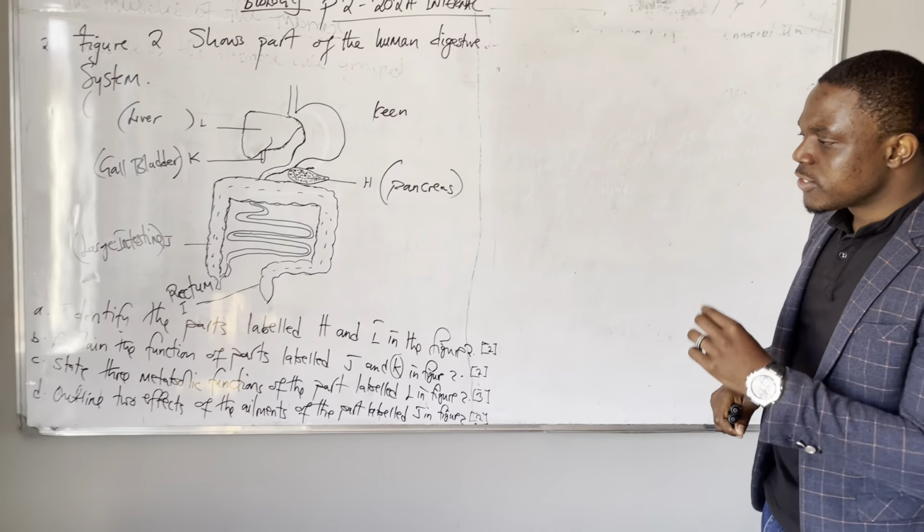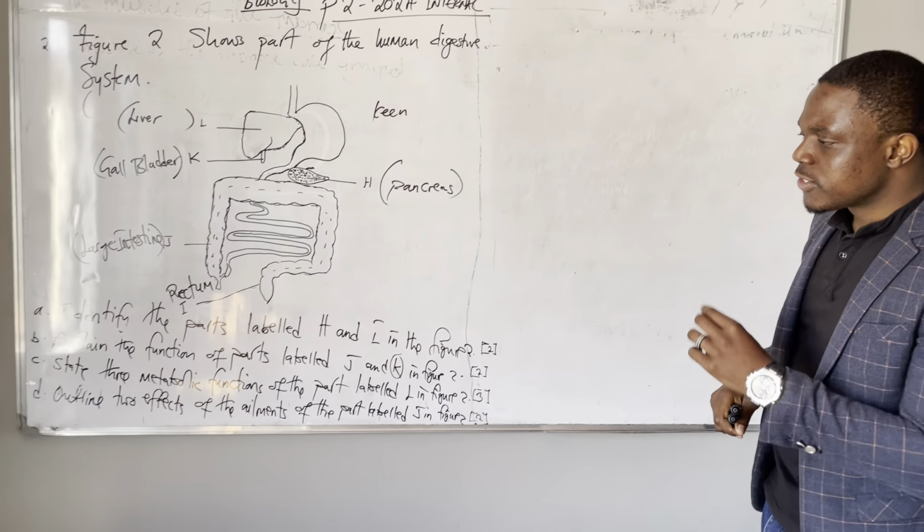So for example, alcohol and drugs. Each time somebody takes certain kinds of drugs or alcohol, the liver will start to detoxify them to make sure they are made less harmful, so that they do not affect the body.